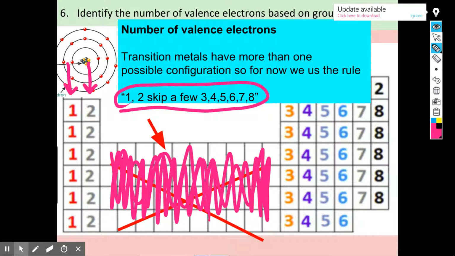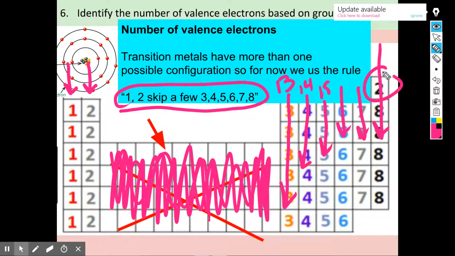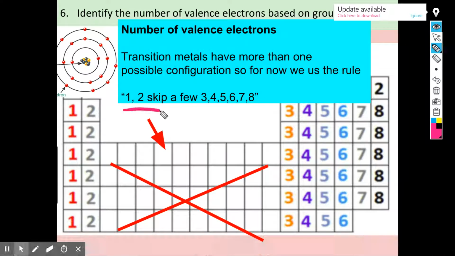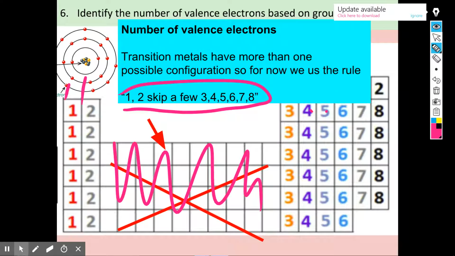1-2, skip a few. This is group 13, so take away the 1, and you've got all of these have 3. This is group 14, all of these have 4. This is group 15, all of these have 5, 6, 7. All of these have 8 except for helium because it only has the 1 energy level. It's completely full with 2 electrons. So our rule again for determining valence electrons is this 1-2, skip a few, 3, 4, 5, 6, 7, 8, except for helium.